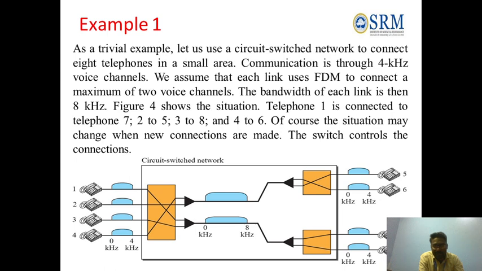So 4 is connected with the 6. With this we can make a circuit switch connection, and through this you are able to make some changes to develop some new connections also. So the switch control will depend upon the changes you are making. So this is about the circuit switched network.